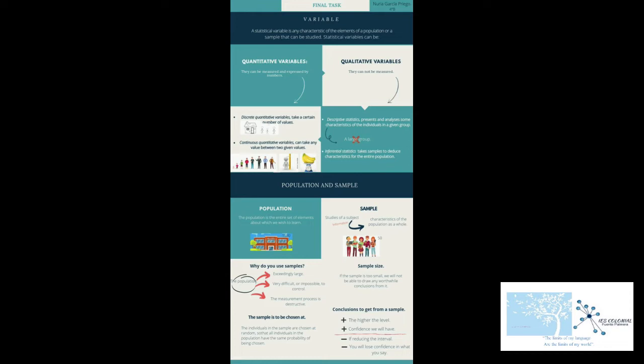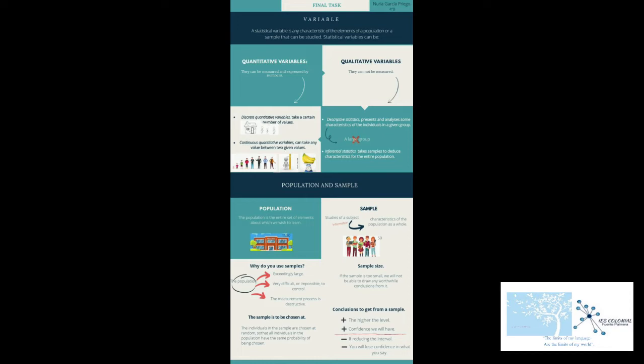The sample is to be chosen at random. The process of making the sample is called sampling. Random sampling is when the individuals in the sample are chosen at random so that all individuals in the population have the same probability of being chosen. Random sampling is the only one that guarantees the reliability of the conclusions obtained.